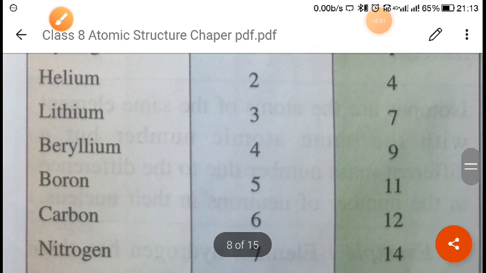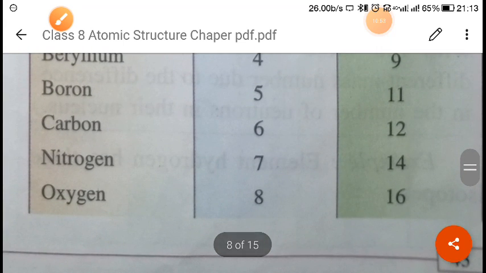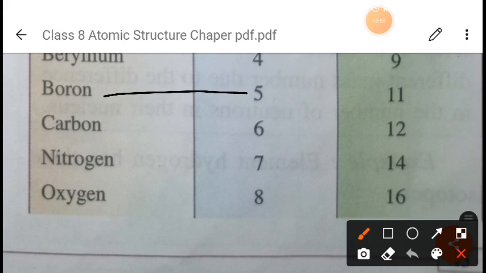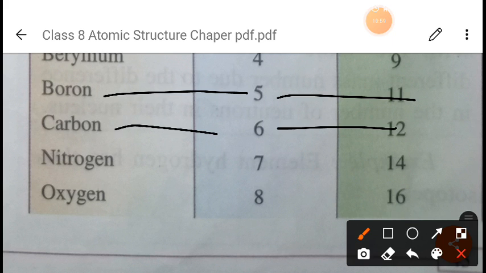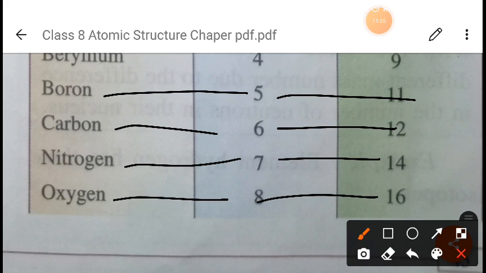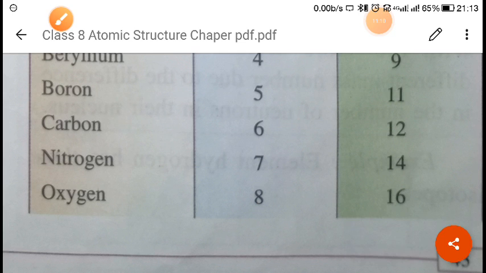Okay, the same way, boron, atomic number 5, mass number 11. Carbon, atomic number 6, mass number 12. Nitrogen, atomic number 7, mass number 14. Oxygen, atomic number 8, mass number 16. So I hope you have got this, right? How to find atomic mass and atomic number.